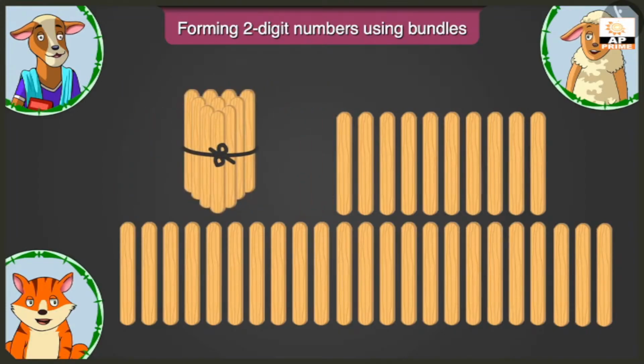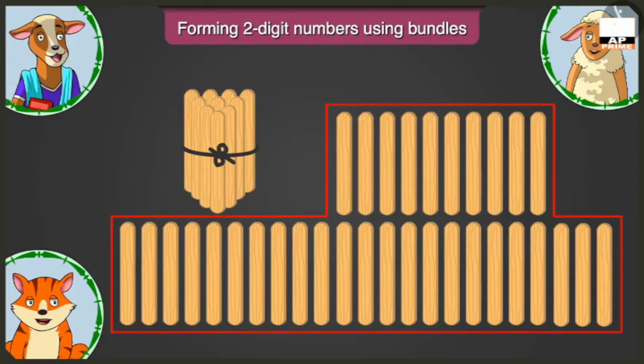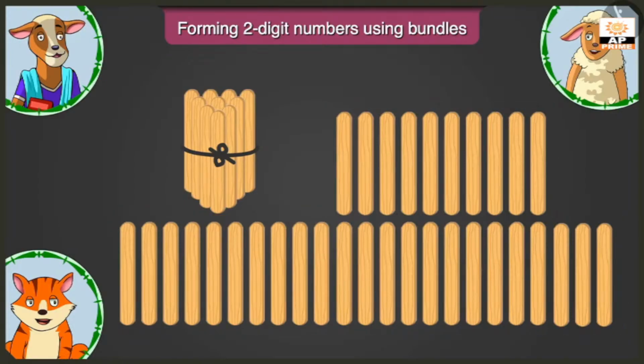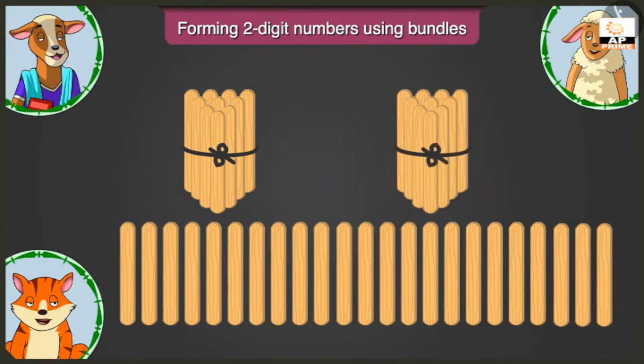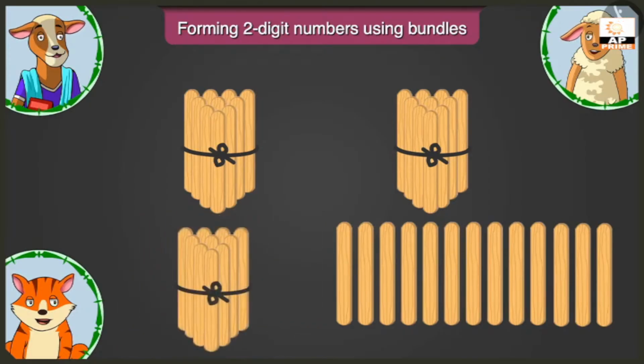Come on, Billy. Now make the second bundle of tens from the remaining sticks. 1, 2, 3, 4, 5, 6, 7, 8, 9 and 10. This is the second bundle of tens. Now form the remaining bundles. 1, 2, 3, 4, 5, 6, 7, 8, 9 and 10. Look, we made a third bundle of tens also.